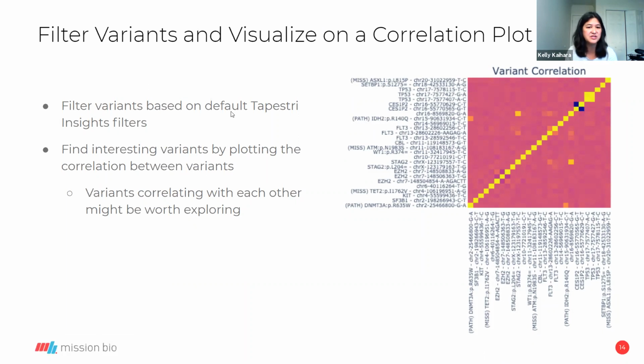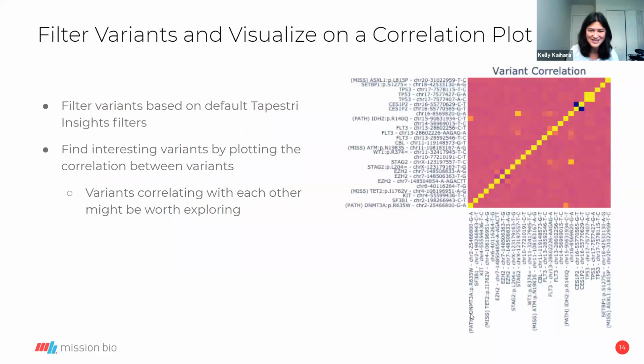And so we can use default Tapestry Insights filters in order to gain all of the 20+ variants that are on display when you open up Tapestry Insights software. And then we can plot these variants on a correlation plot in order to find variants that may be of interest. And so here we see a correlation between the pathogenic IDH2 and the pathogenic DMT3A mutation.